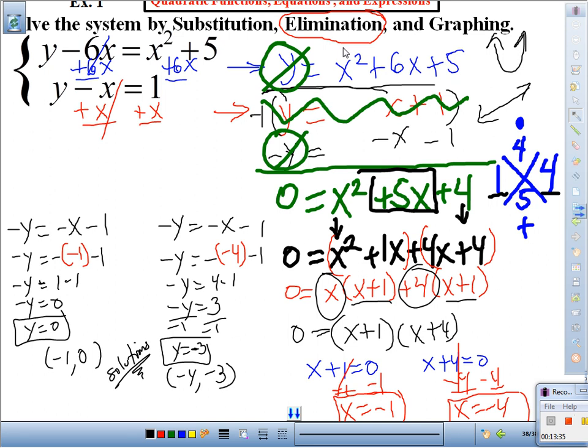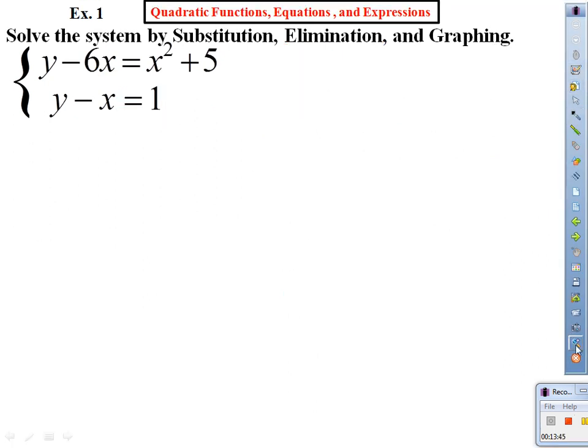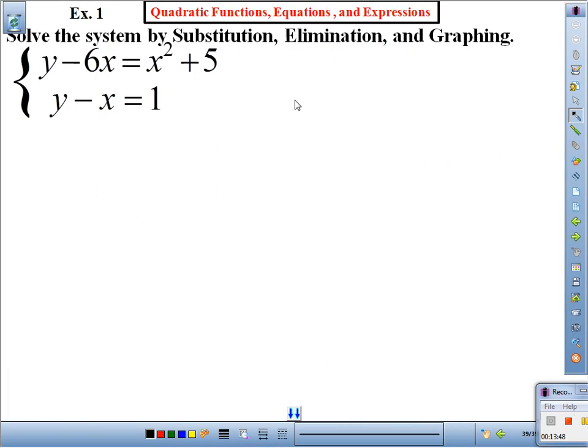All right, so we're done with what? Elimination. What's next? Substitution. All right. Josh, write that down again. But now we're going to go with substitution.